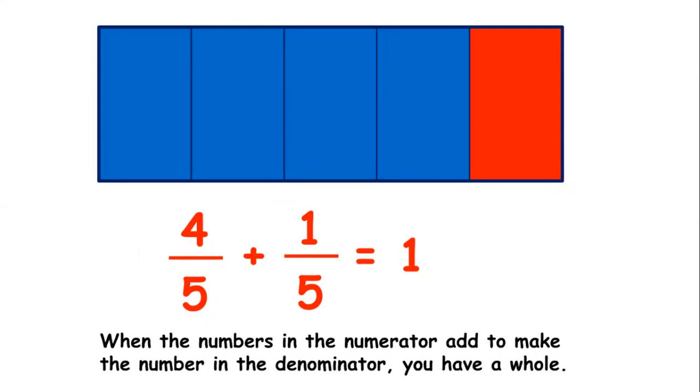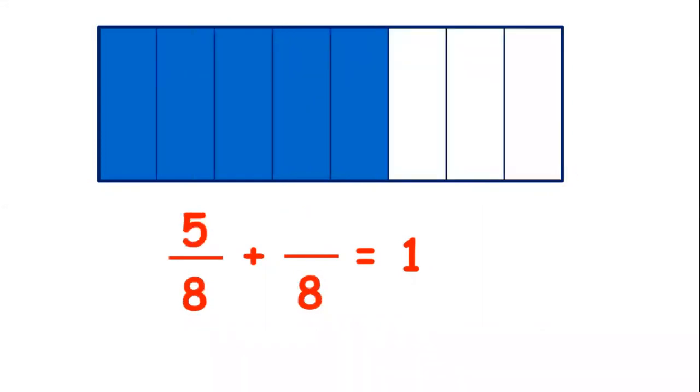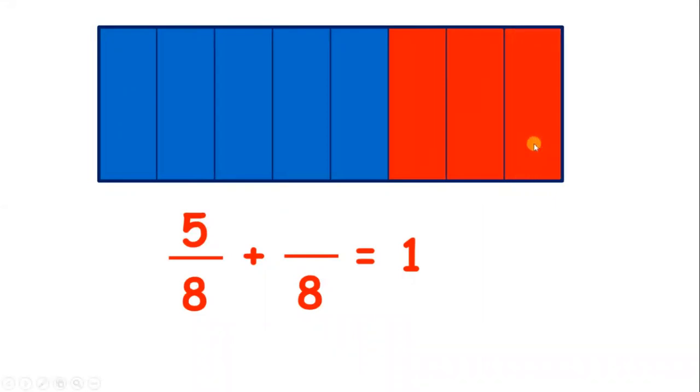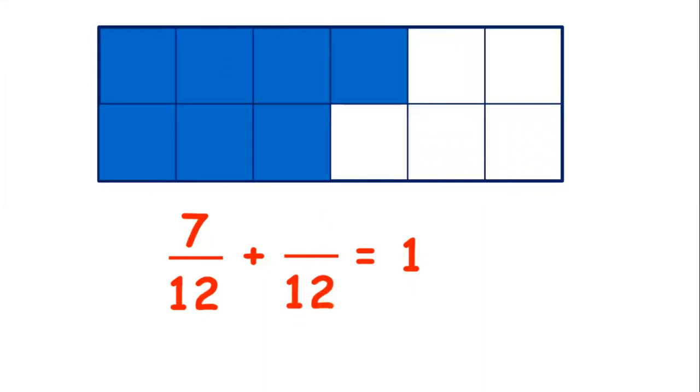When the numbers in the numerator add to make the number in the denominator, you have 1 whole. 4/5 plus 1 more fifth is 5/5, which equals the whole. Let's look at another example. They've shaded in 5/8, 5 out of 8 pieces in this whole. The question is, how many more eighths are needed to make it 8/8 or 1 whole? Aha, 3/8, because 5/8, the blue part of the model, plus 3/8 is a whole.